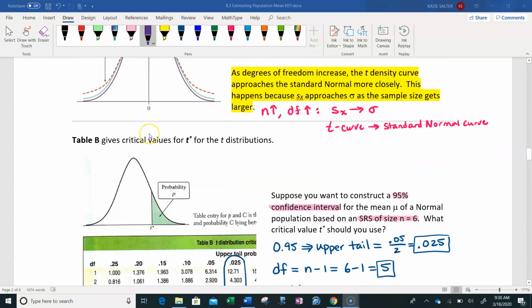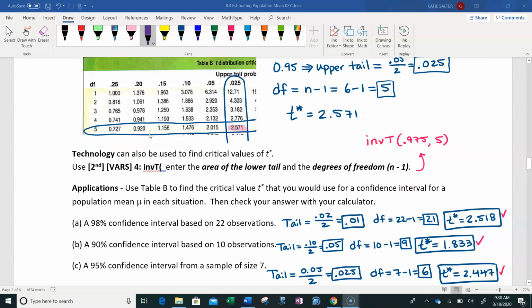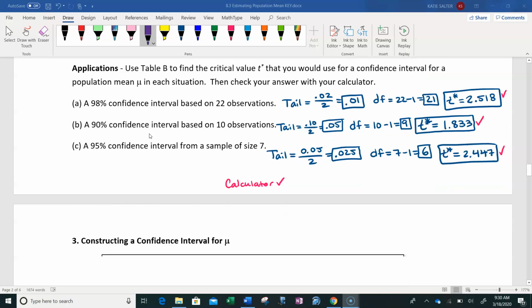so the T curve gets closer and closer to the standard normal curve. All right, if you need them, I put some technology videos and a video for reading the table to be able to find your T values. So you can go and do that, or we can talk about it later on Zoom.